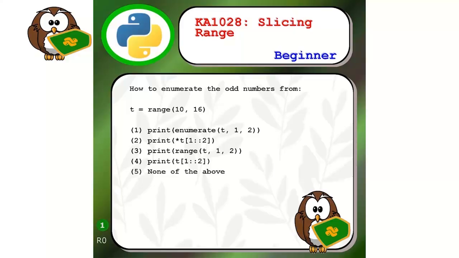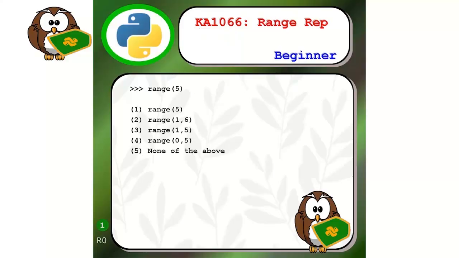Will we print range simply as we see here? Would we print another slice without the contents of, or would the answer be more fitting as none of the above as a way to enumerate the odd numbers from a range expression starting at 10 and the final parameter being 16? Something we just covered, of course.